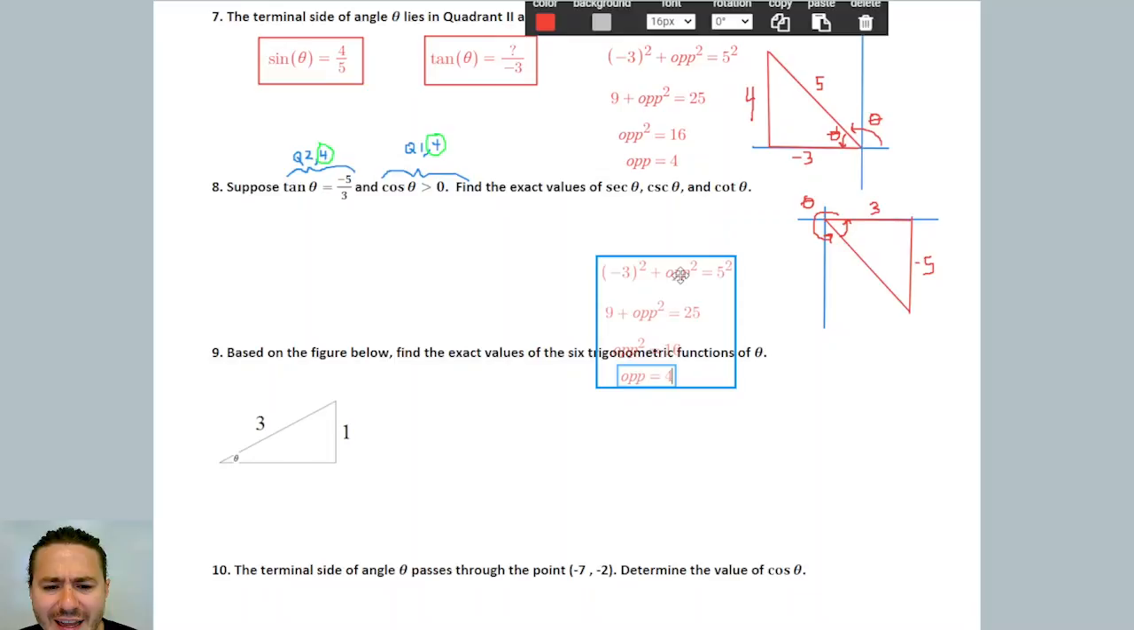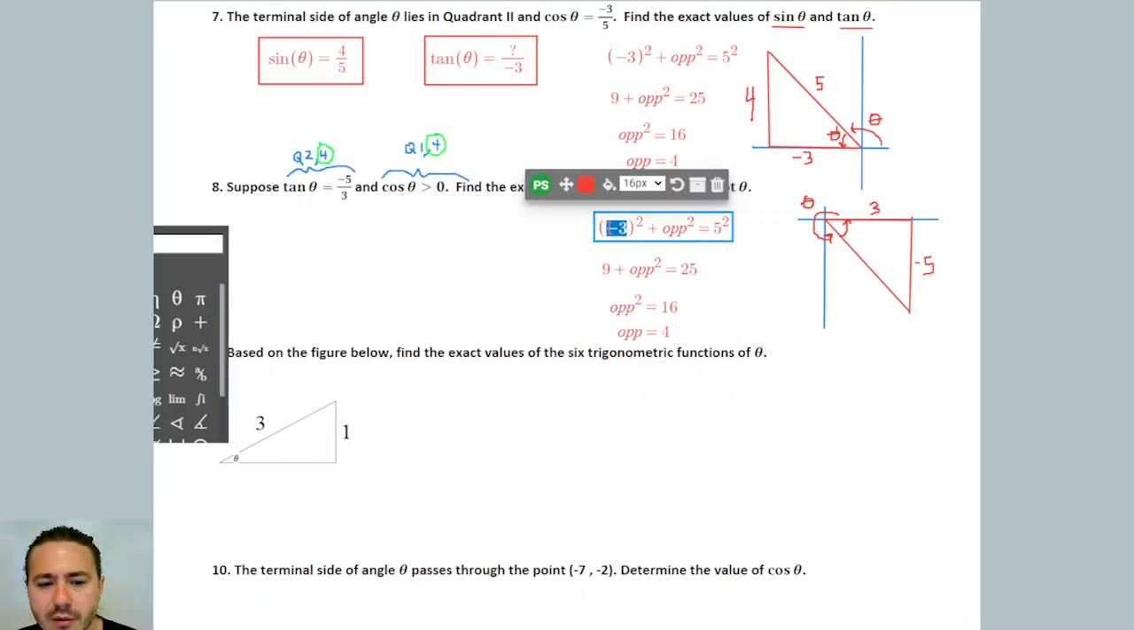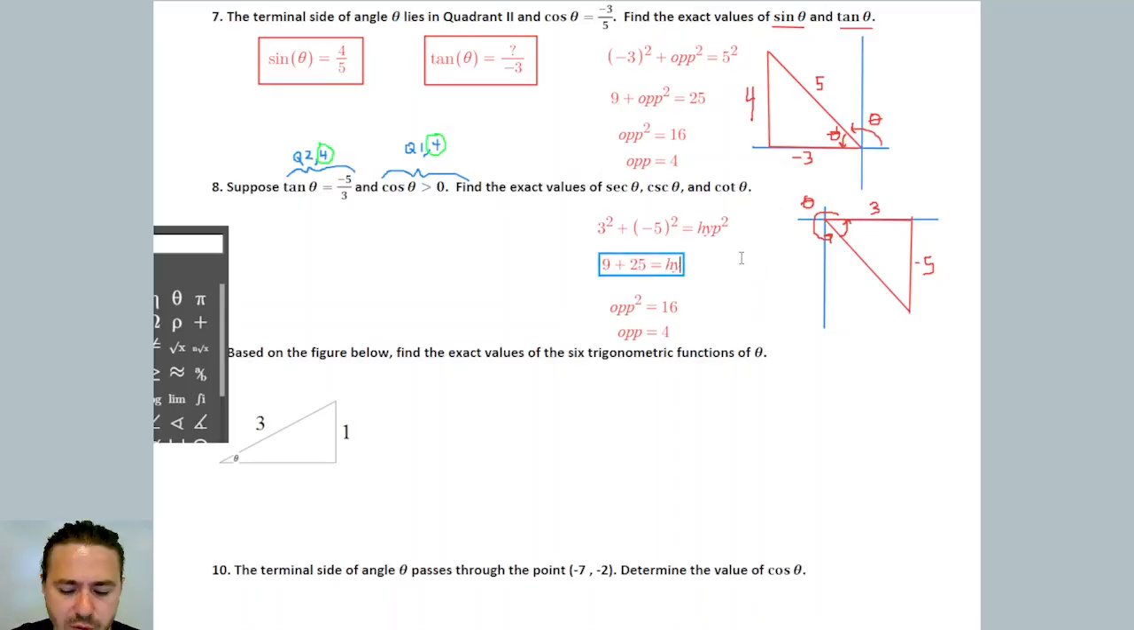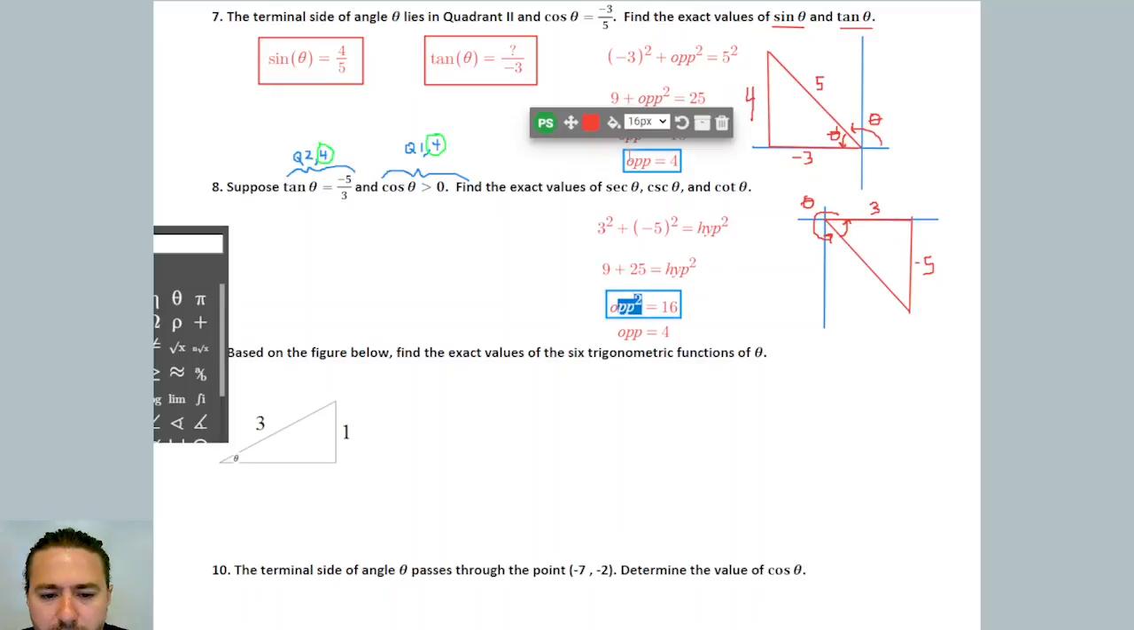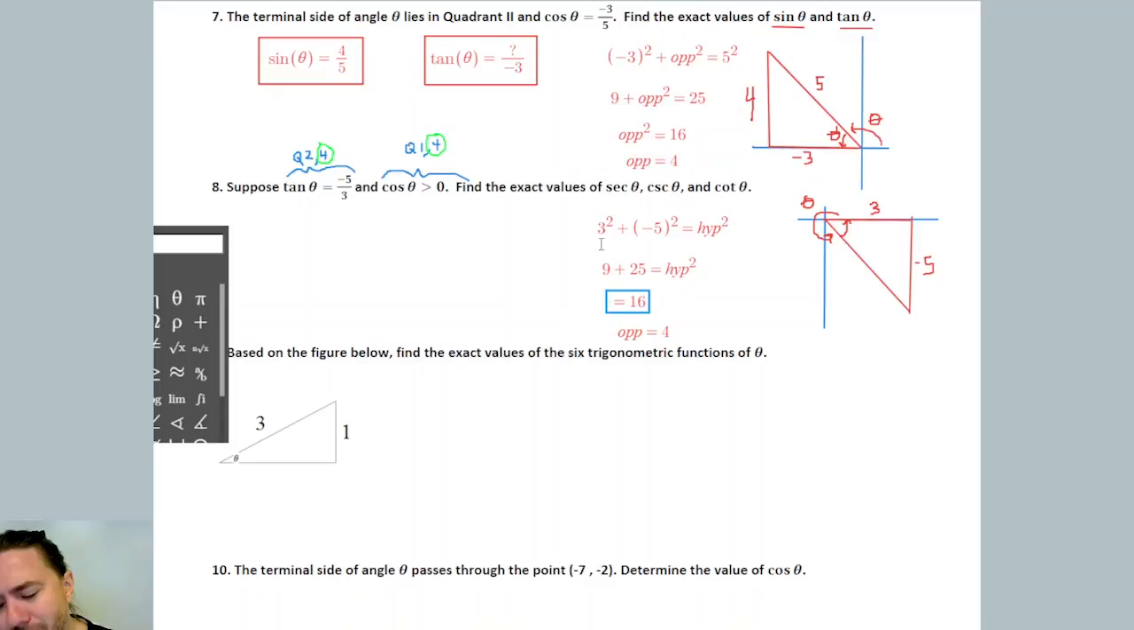Here I've got 3 squared. I don't really need the parentheses anymore. And then plus, if you're going to throw in a negative, make sure the parentheses are in there, although you could just use 5. It's just as good. Equals the hypotenuse squared. So that would be 9 plus 25 equals our hypotenuse squared. So 9 plus 25. Oh, wait a minute. 36? Is this a Pythagorean triple? Hold on. Oh, no, 34. I was like, I don't think that's a Pythagorean triple. Yeah, I need to work on that arithmetic. Okay, so 34 is going to be our hypotenuse squared.